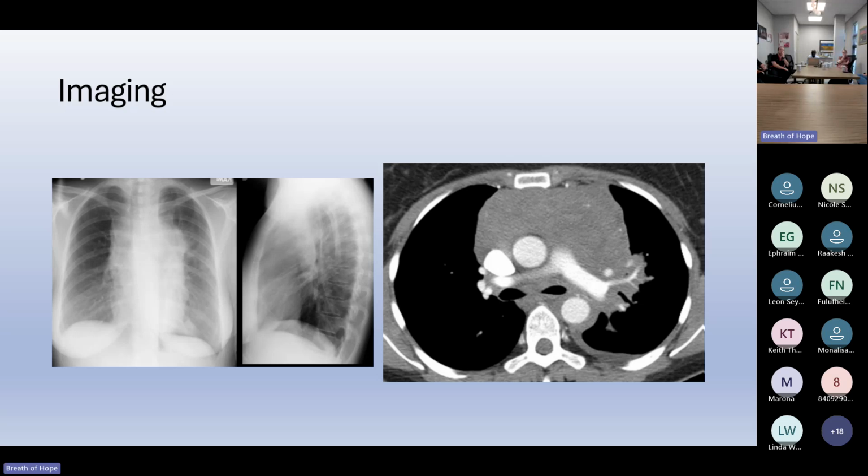Imaging, that's how lymphoma looks in the chest. You could see extensive matted glands around the aorta and the pulmonary arteries, and the mediastinum is quite full. If you look at the X-ray, there's widening of the mediastinum with obliteration of the cardiopulmonary window.